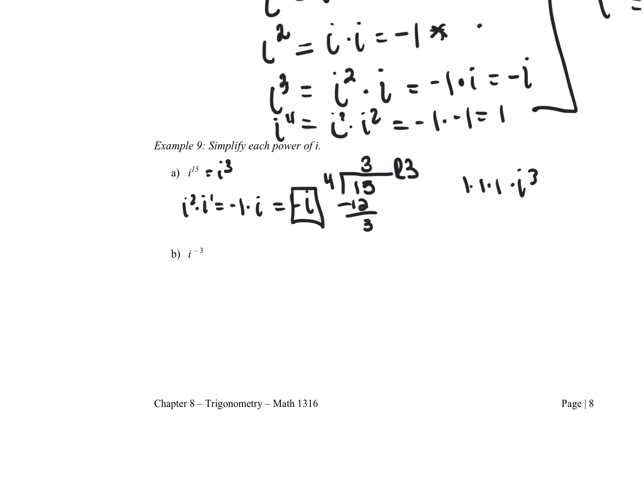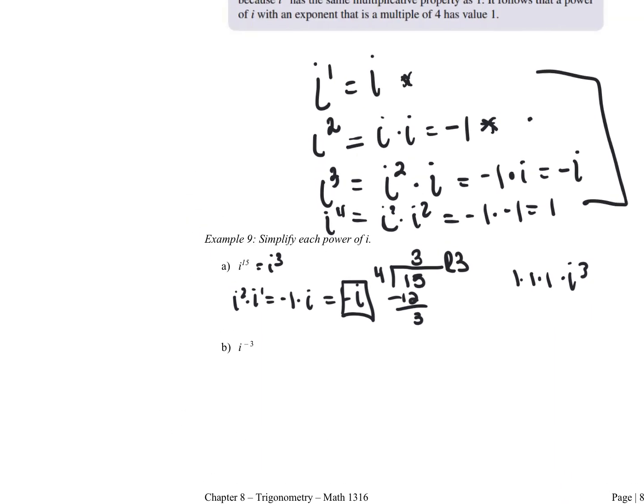Let's try another one similar to this that isn't in your notes. Just make one up. Let's do i to the 57th power. So we're going to do 57 divided by 4. 4 goes into 5 once. Drop down the 7. 4 goes into 17 4 times. 16. Subtract is 1. Remainder is 1. This is equal to i to the 1st, which is just i. There's your answer.